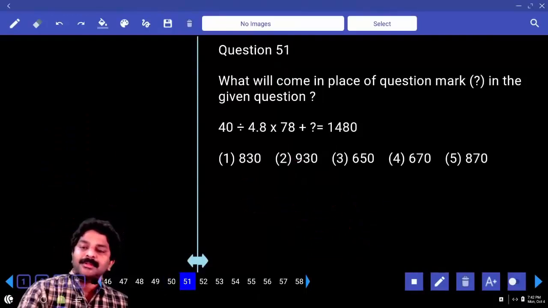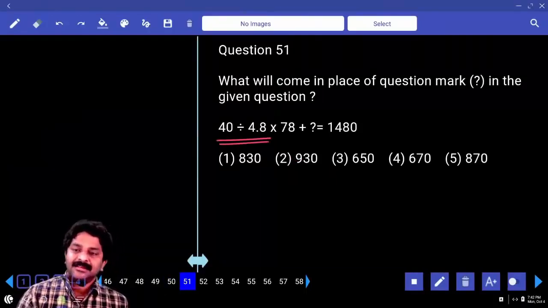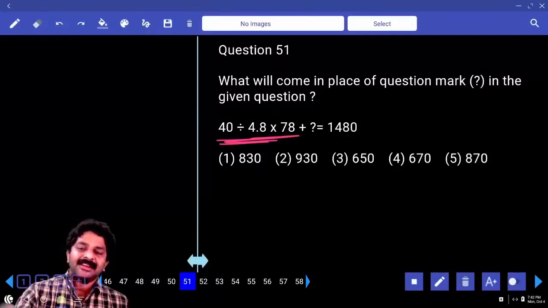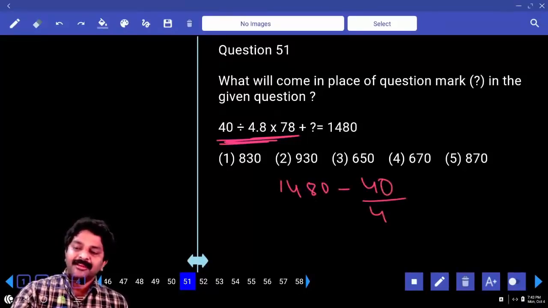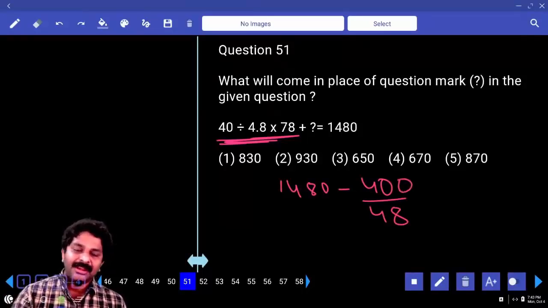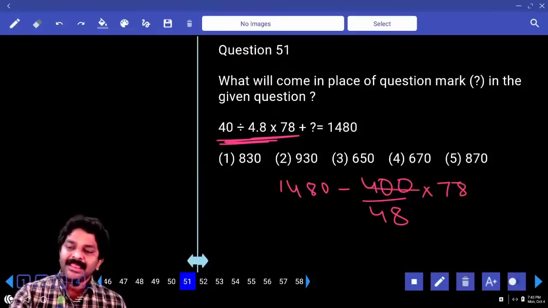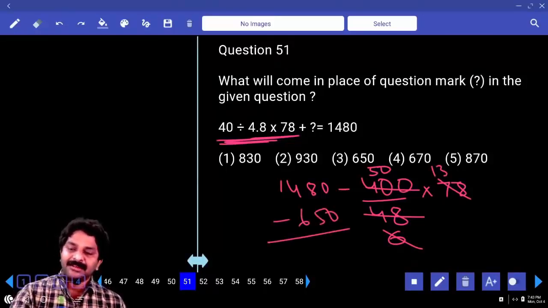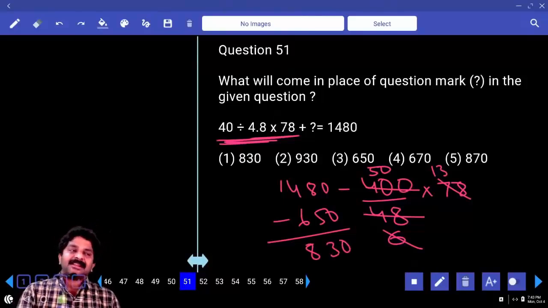Next. So this value goes to right hand side. Because plus x we have. Keep x in left hand side only. Take the other number into right hand side. 1480 minus 40 divided by 48 by 10, denominator comes to numerator, into 78. Is that okay? 8 50 times, 8 6 times, 6 13 times, 13 5 65, and we have a 0. That means we have to subtract 650. That means answer last two digits 30, 14 minus 6 8, 830, first option.